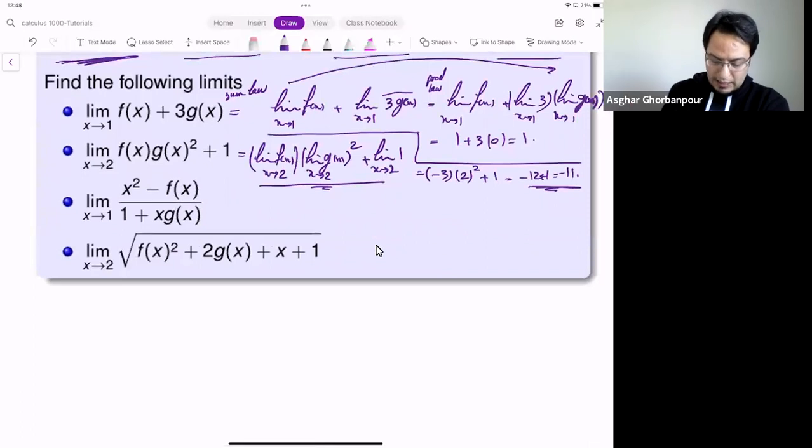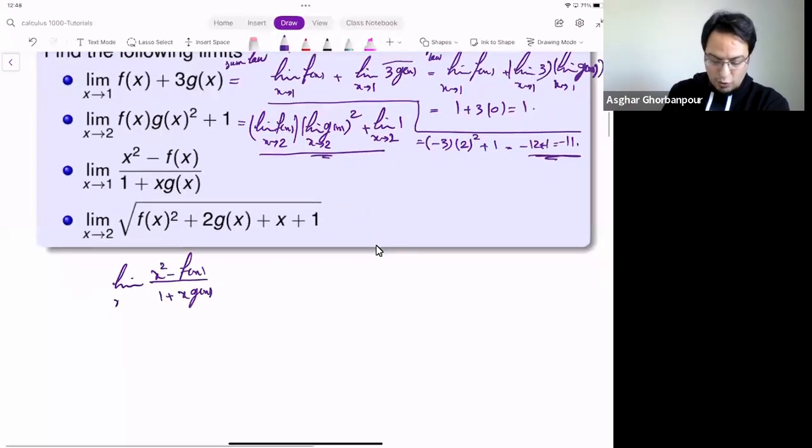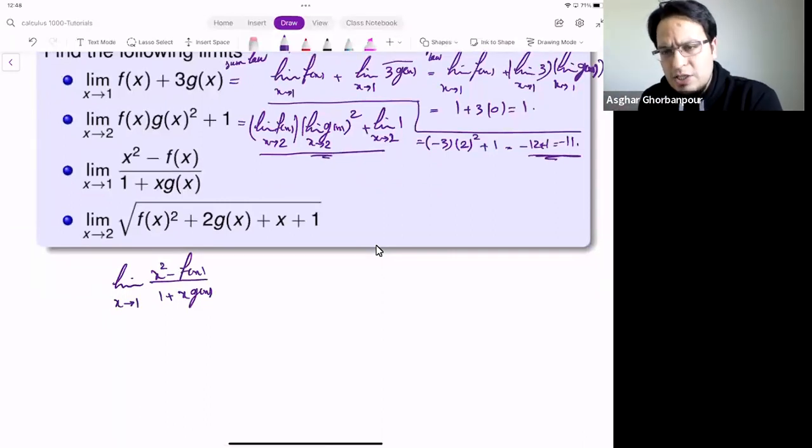Let me do one more. The limit of x squared minus g of x over 1 plus x g of x. So this is a quotient. When it comes to the quotient, Rihanna, do you still have a question?